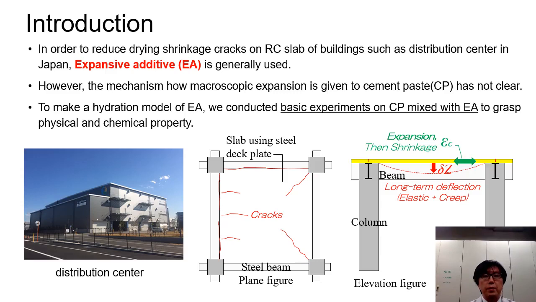And this time, we conducted a basic experiment on cement paste mixed with the expansive additive to grasp physical and chemical properties. Here is an example of a structure of a distribution center. We need to design for preventing drying shrinkage cracks. Expansive additive reacts at a very early age, and concrete expands while the condition changes from plastic to solid. After curing, slab concrete dries and shrinks.